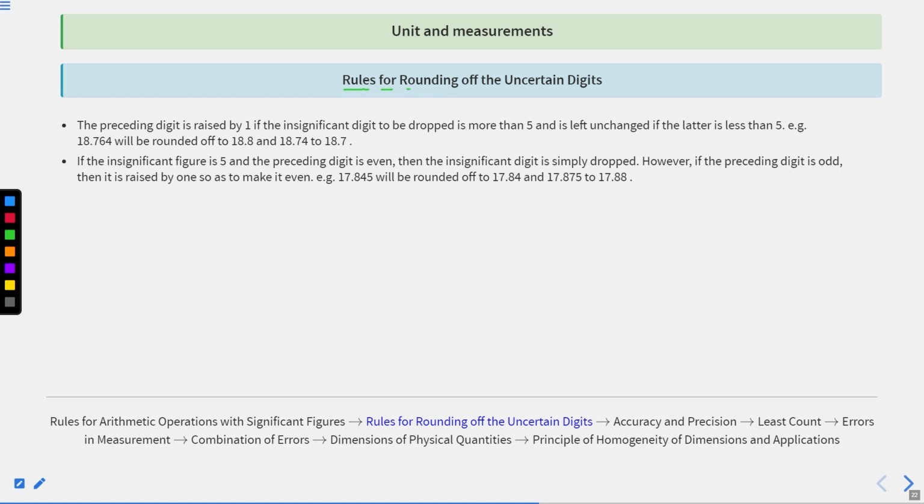Rules for rounding off the uncertain digits. The preceding digit is raised by 1 if the insignificant digit to be dropped is more than 5, and is left unchanged if the latter is less than 5. For example, 18.765764 will be rounded off to 18.8 and 18.74 to 18.7.